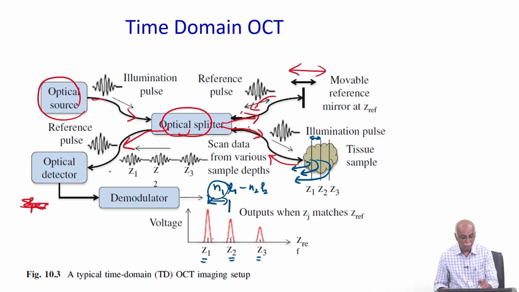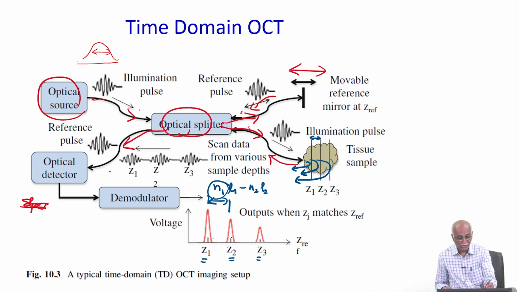So, the whole approach does not change, even if it is time domain OCT or frequency domain OCT, but this picture shows that we have an optical source. Okay, we can send an illumination pulse or a broadband light source. When it passes through the optical splitter, it is very similar to the beam splitter, but it also has a circulator approach.